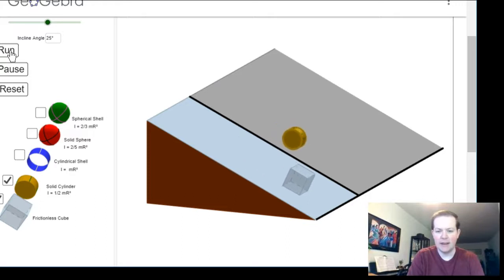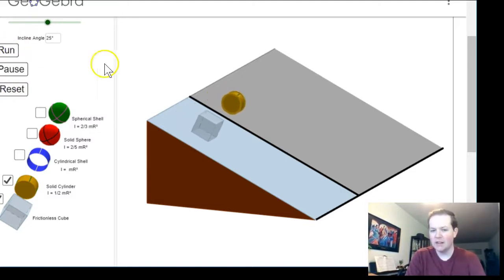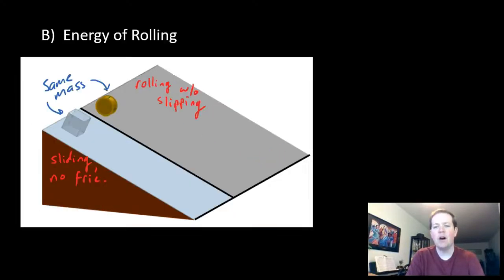Which one's gonna win? And oh, it was the sliding block. Let's reset. I mean, of course, it's an animation, but good science is doing multiple trials. The sliding block gets to the bottom faster. Why is that the case? Why is it that the sliding block is going to get to the bottom faster? Let's look at the energies of these two things.